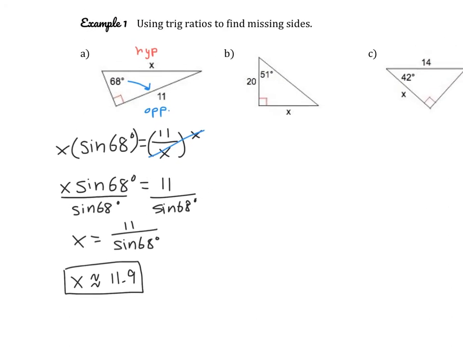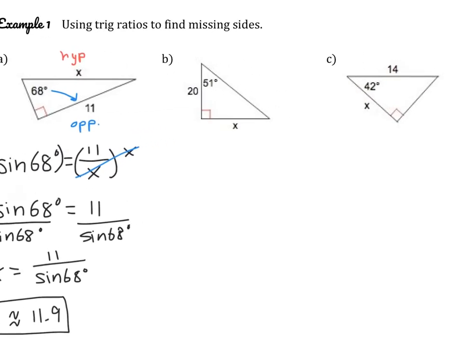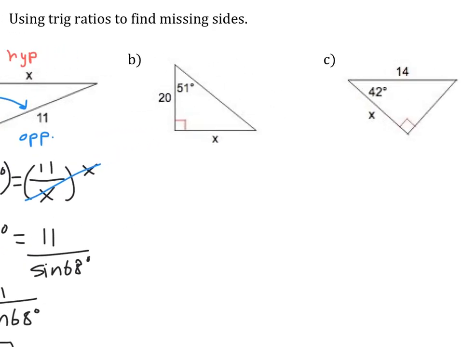So by using the sine ratio, we were able to find a missing side. Again, with the information we have, even though it's a right triangle, we wouldn't be able to do Pythagorean theorem because you need at least two sides to do that. So this, using trig ratios, is a great way to find missing sides. Okay, let's look at this next example.